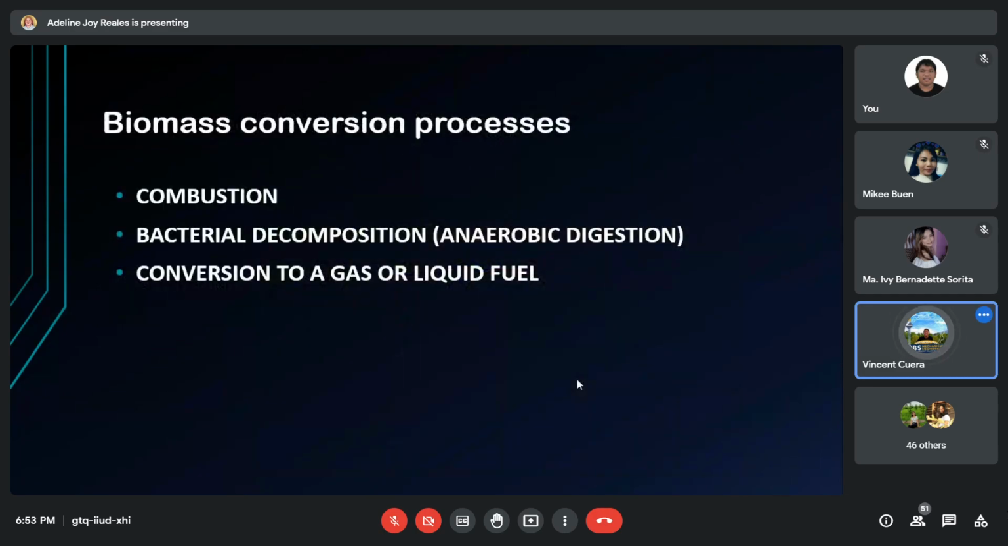So, there are three primary methods of converting biomass into energy. First po is combustion. The second po is bacterial decomposition or anaerobic digestion. And the third one is the conversion to a gas or liquid fuel.